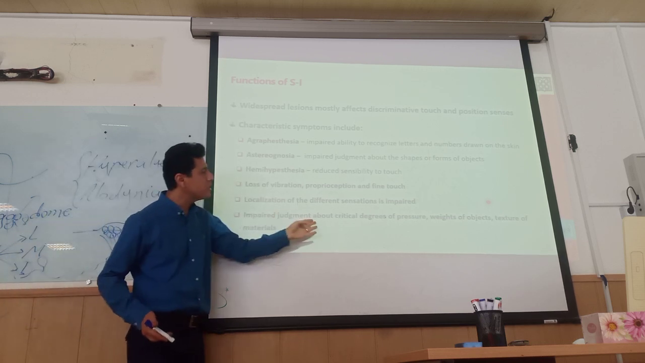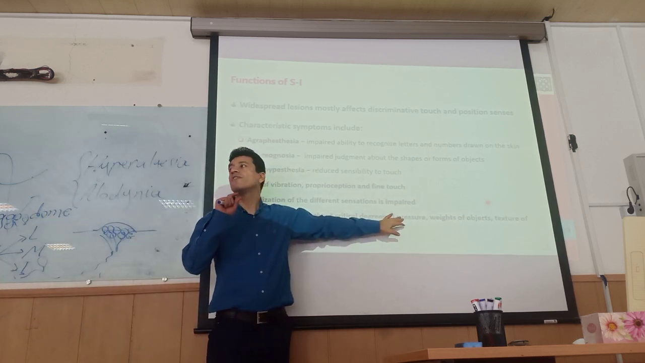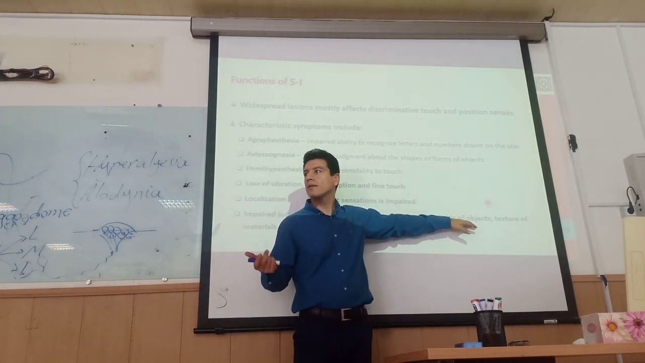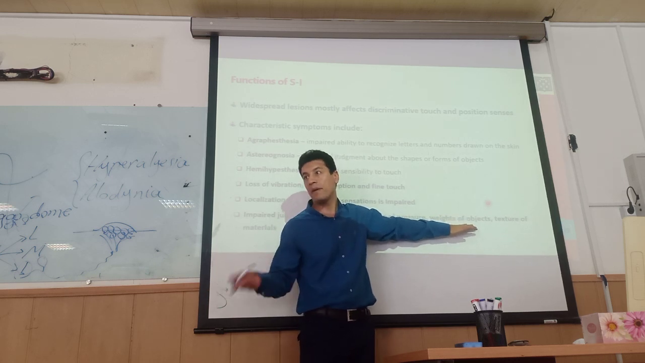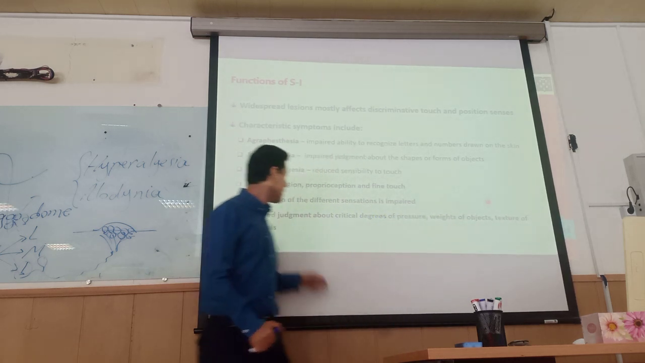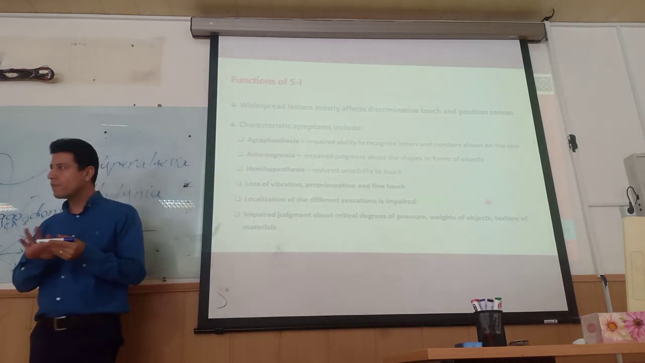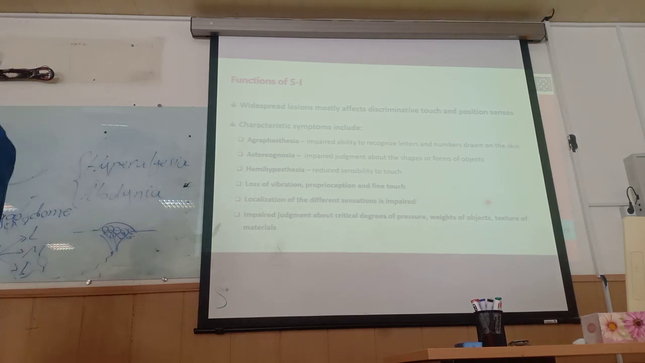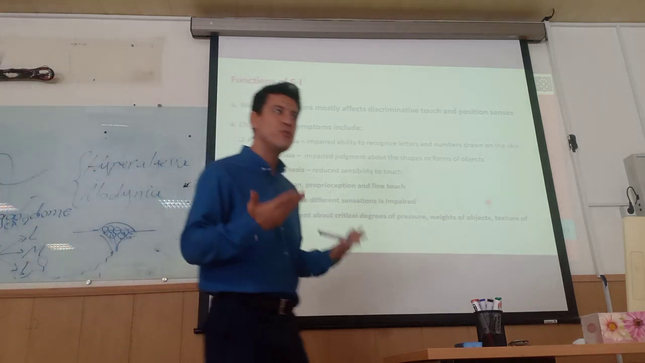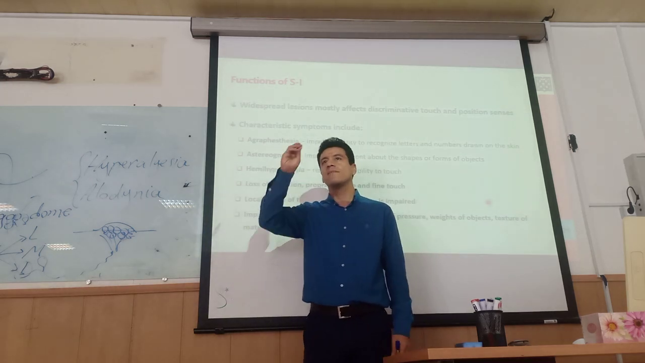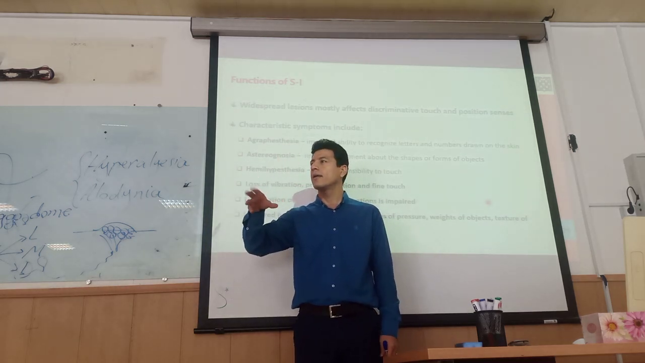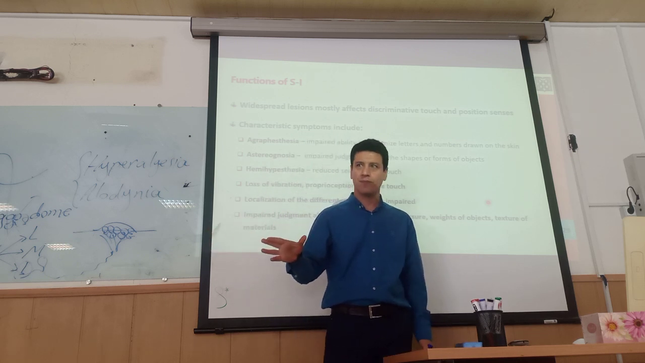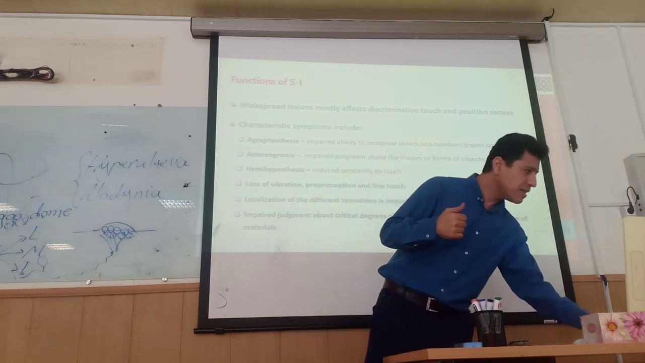Impaired judgment about the degree of pressure, whether the pressure is high or light, and the weight of the object, whether it's light or heavy. The patient doesn't know anything about that. The texture of the material, for example, if it's wood, smooth, glass, or plastic, the patient cannot tell. So we can say that somatosensory area 1 is very important for all aspects of touch, pressure, and vibration, right? So let me get back to this slide.